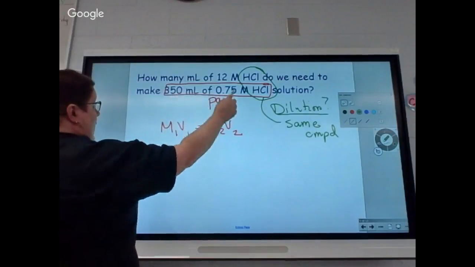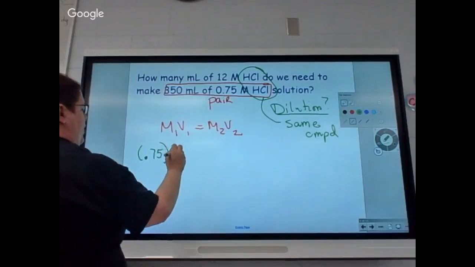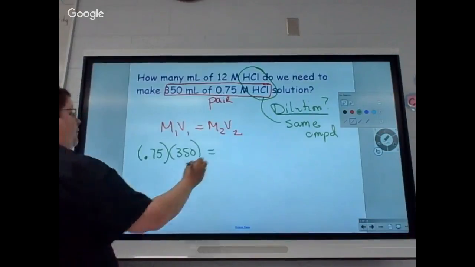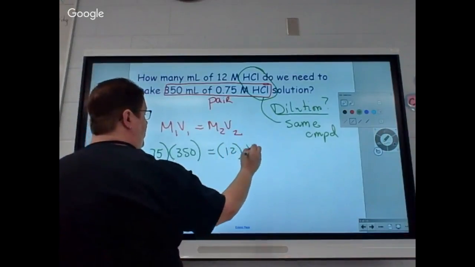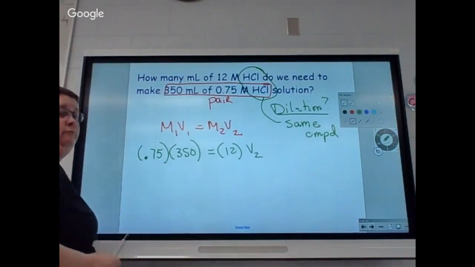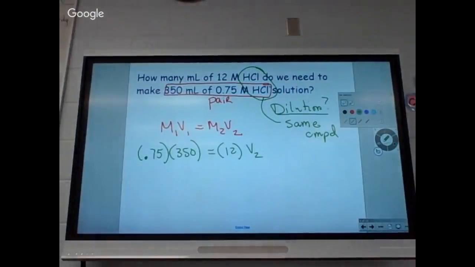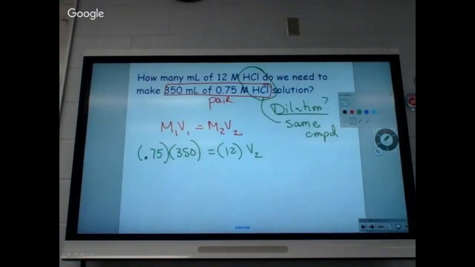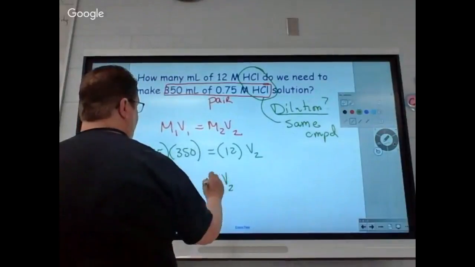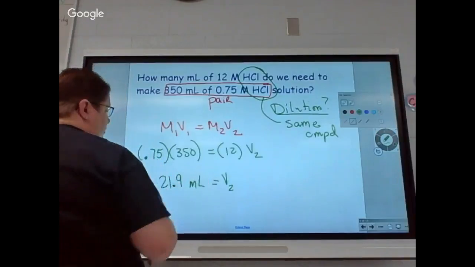So, if this is a pair, we're going to put in 0.75 for molarity. Volume is 350 milliliters. The units have to match. The new molarity is 12, and we need to know V2. Now, because this was in milliliters, that means our volume is going to turn out to be in what? Milliliters. It's that simple to solve using dilution. So 0.75 times 350, divided by 12, I get 21.8. 21.9. Okay, I'll round up for Xavier and put milliliters there.